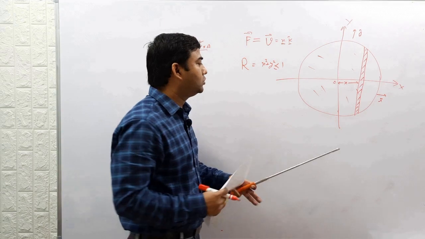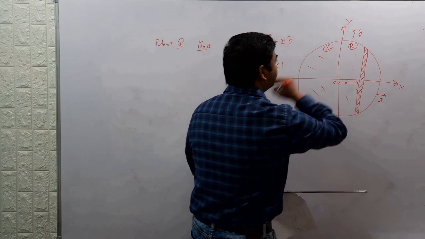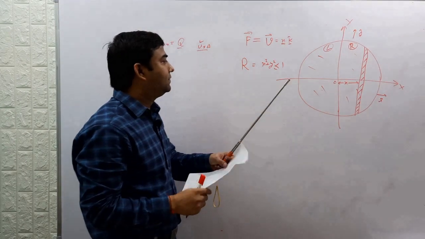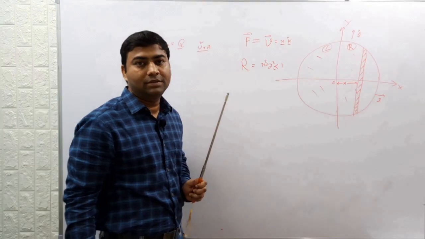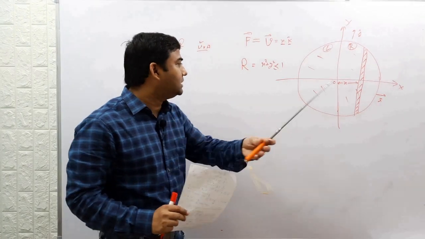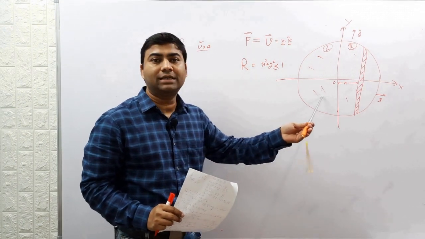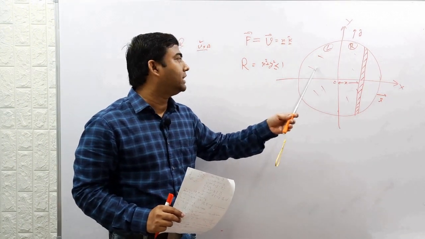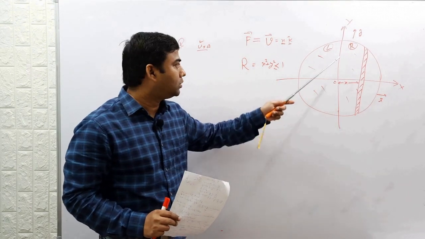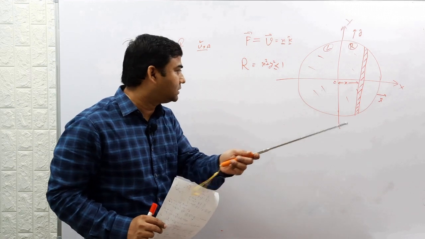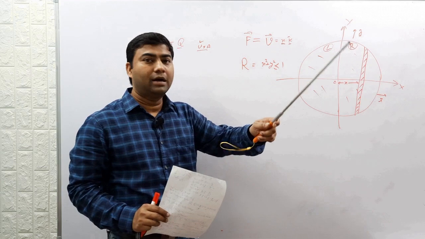This is the right half and this is the left half. In this left half, x is negative, so the velocity is downward. X is negative, so it will be minus some constant into k based on the location of y. So it will be downward. Throughout this left half, velocity is into the board, and throughout the right half, velocity will be out of the board.